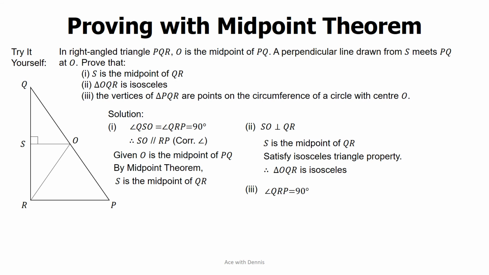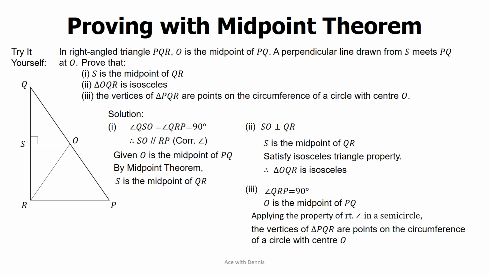We know that angle QRP equals 90 degrees and O is the midpoint of PQ. By applying the property of right angle in a semicircle, the vertices of triangle PQR are points on the circumference of a circle with center O and the radius is OQ and OP.